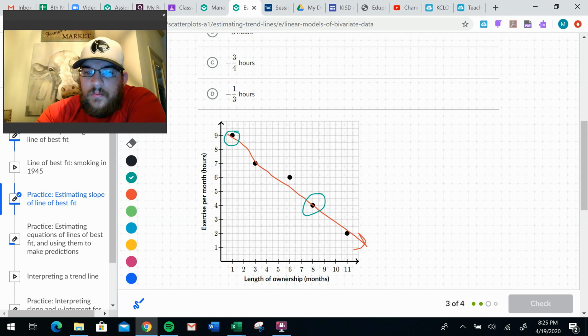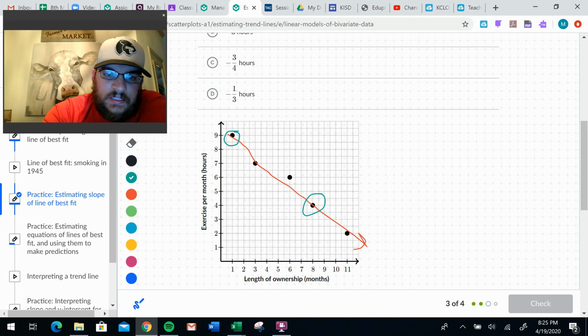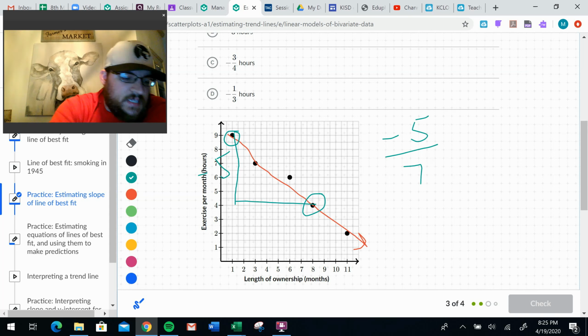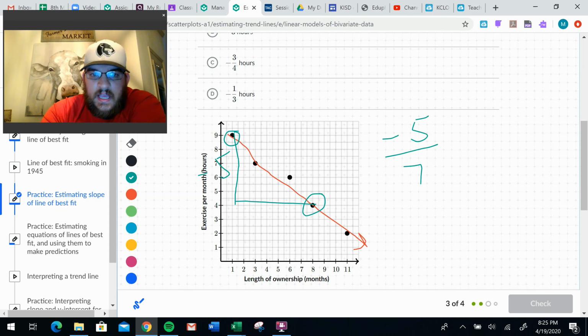Okay. So my rise, since we're going down, it's going to be a negative association. So we start at 9 and we're going to go to 4. So 9 to 4, that's a change of negative 5. So my rise would be negative 5. And then we're going to go from 1 to 8, and that's a change of positive 7. So we have negative 5 divided by 7, which is going to be the same thing in fraction form. But if you want to put it in decimal form, it would be negative 0.714.